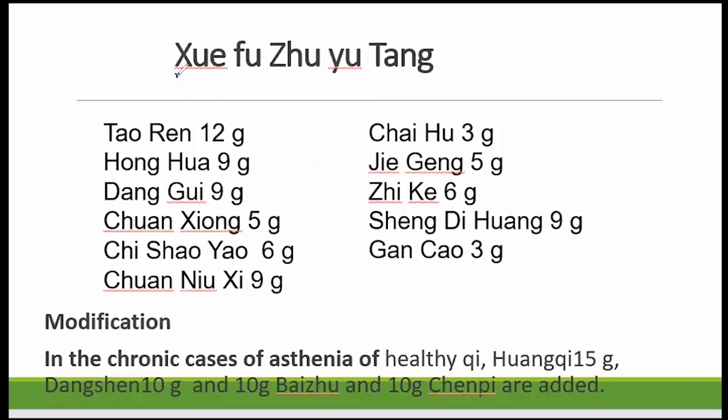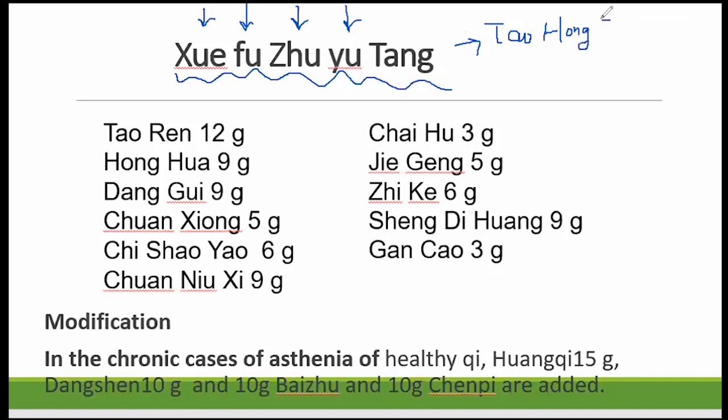So this one we still use Xue Fu Zhu Yu Tang. I think we're talking about Xue Fu Zhu Yu Tang. Xue is blood. Fu is the place or house of blood. Zhu Yu, resolve blood stasis. Yu is blood stasis. So that's the main formula, moving blood, resolving blood stasis. This formula comes from Tao Hong Si Wu Tang, the basic formula for removing blood stasis.